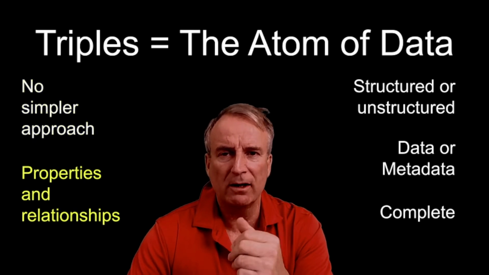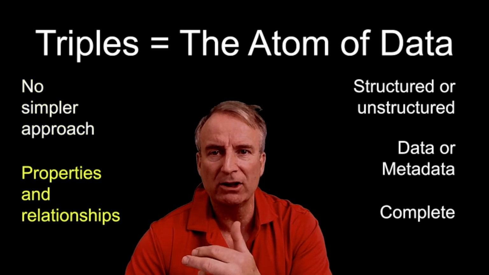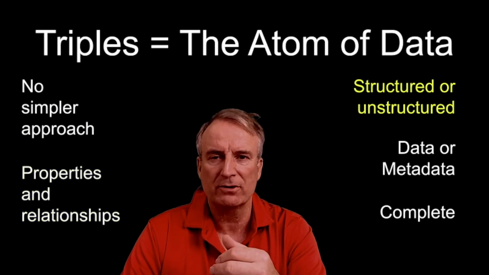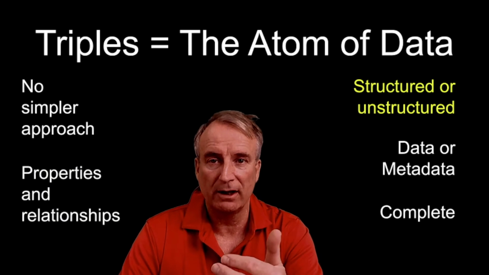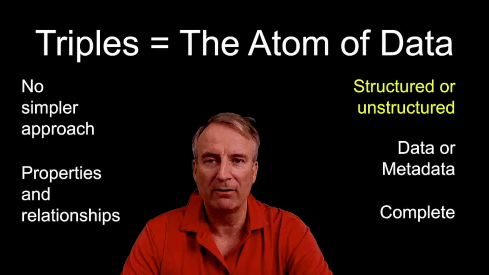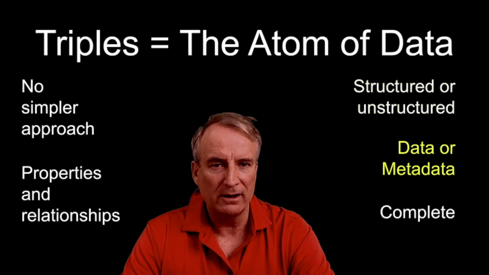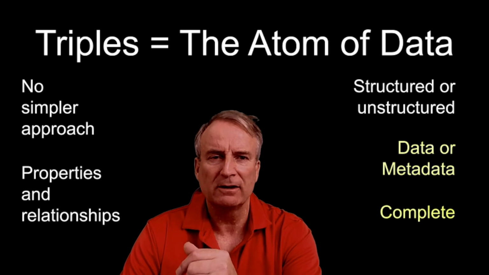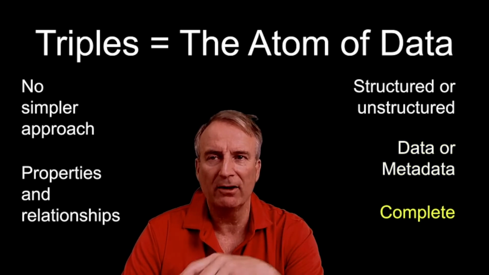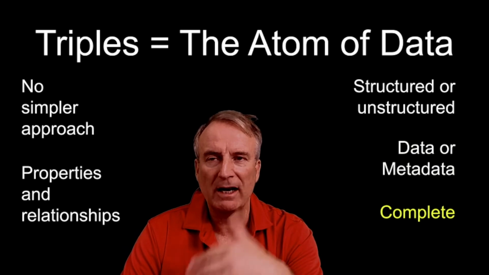You've seen how we can express both properties and relationships using triples. We can do structured or unstructured data. Structured data is just a very boring set of triples repeating for every property of an object. We can do data or metadata, and it's complete. The triple is complete. We can represent any other form of data using it. We don't need anything else.